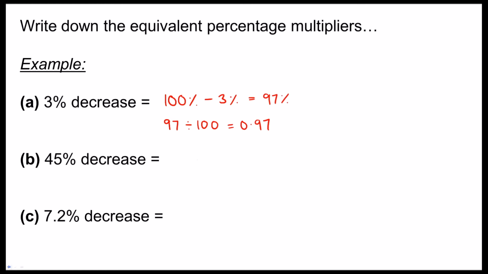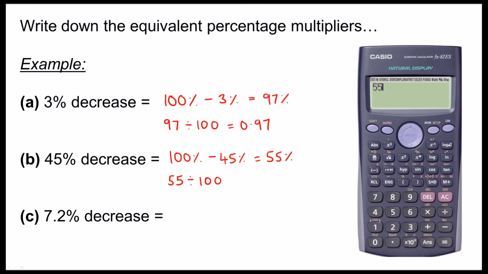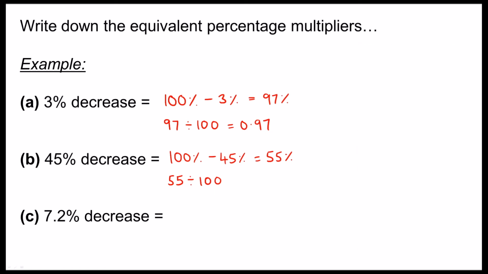In part B, we're asked to work out the multiplier of a 45% decrease. So, I start off with 100% again. This time I subtract 45%, and that means I'm left with 55% of the original total. I want to convert 55 into a percentage multiplier, so I need to divide it by 100. Again, I can use my calculator to help me do this, so I want to do 55 divided by 100, convert it to a decimal, and that gives me 0.55. That means, as a percentage multiplier, a 45% decrease is simply 0.55.